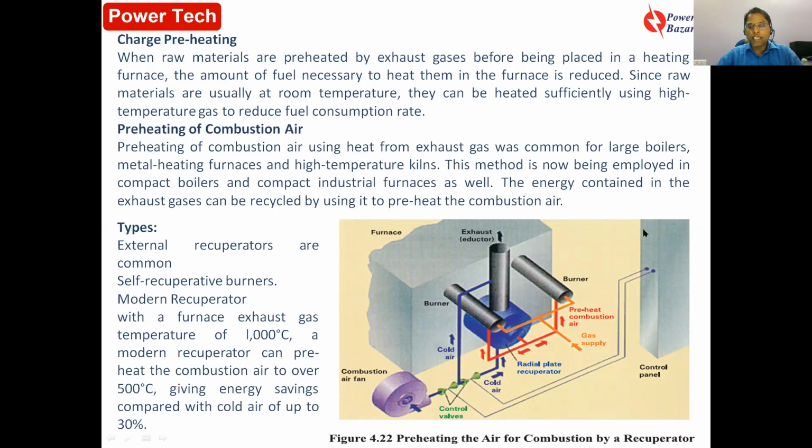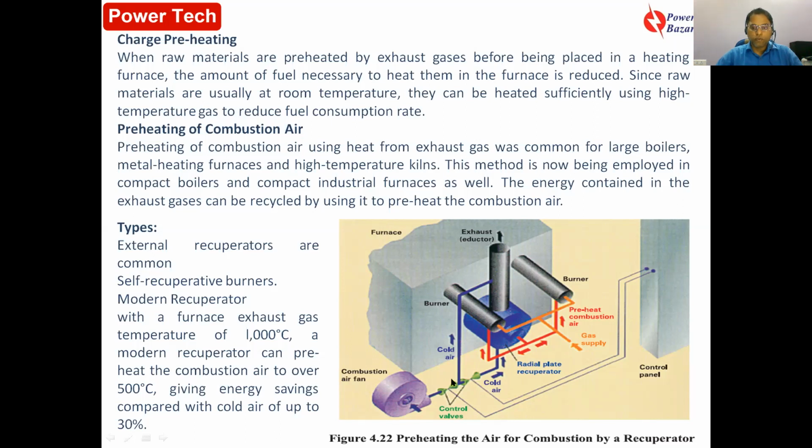Now, this is an example of preheating the air for combustion by a recuperator. So, where is the recuperator? This one is my recuperator. This is the combustion air fan. Here is the furnace. Based on certain control technology, DCS or PLC control based, I am able to control this valve. So these valves are being controlled by the control panel.